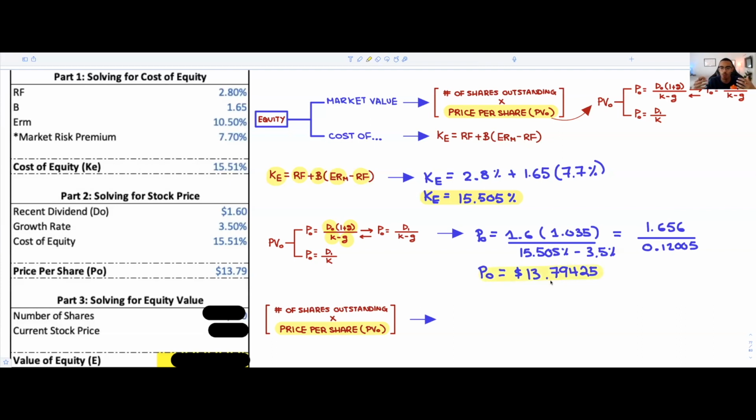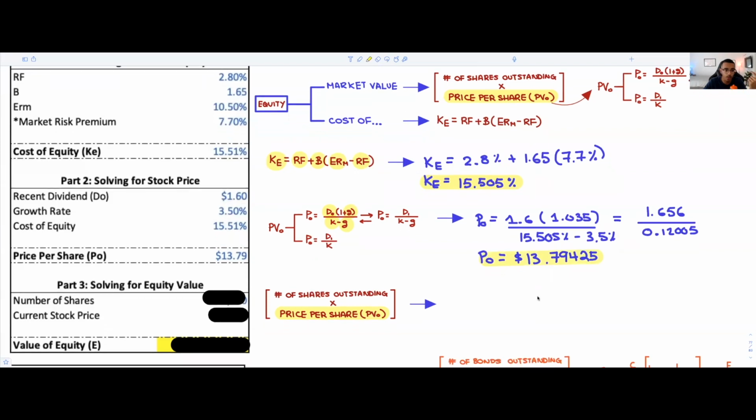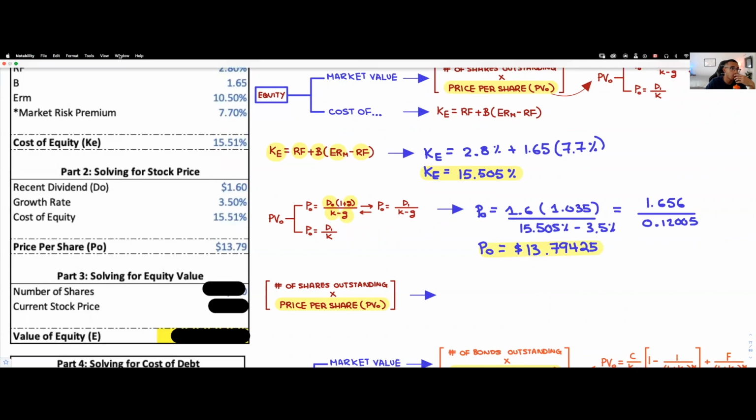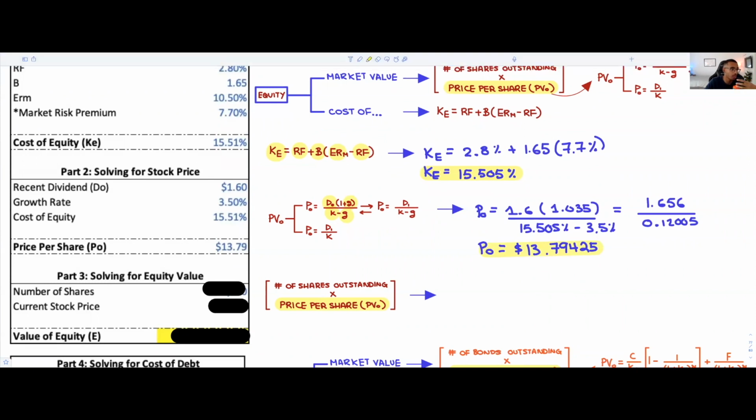So now that we have our price per share, we could actually go ahead and find the market value, okay? Because we know that in terms of number of shares outstanding, we have 0.95 million. So we have 950K. So the market value of equity is going to be equal to 0.95 million multiplied by 13.79425. That's going to give you that equity.